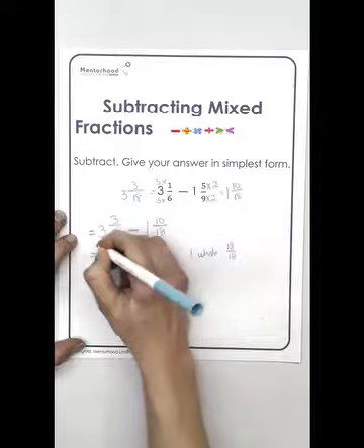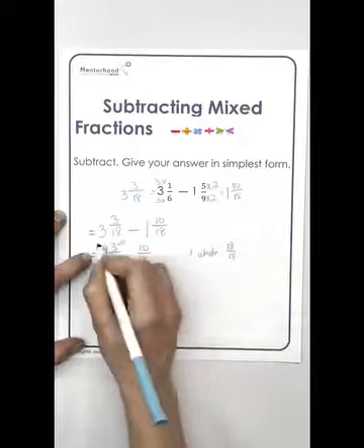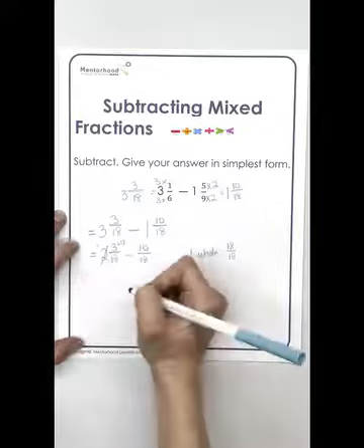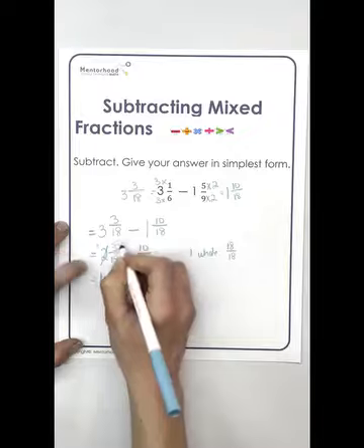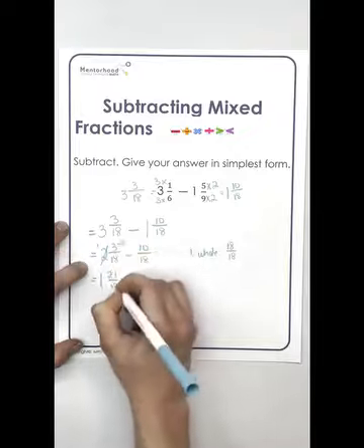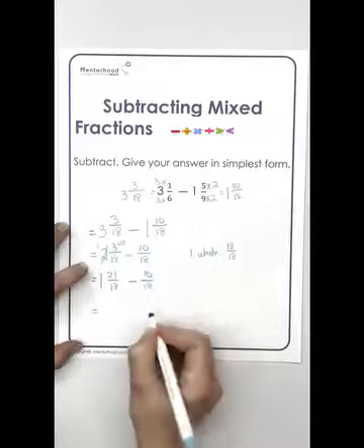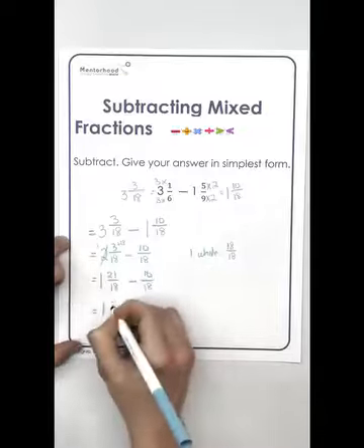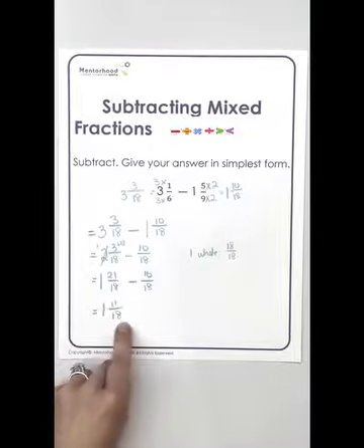So I'm going to take one away from here, and I'm going to add 18, because now I have one whole, 18/18, and 3/18, so I'm going to combine those. So one whole and 18/18 plus 3/18 is 21/18 minus 10/18. Now this is easy. 21 minus 10, 11/18. And is that in simplest form? Why, yes it is, because these do not divide by anything in common.